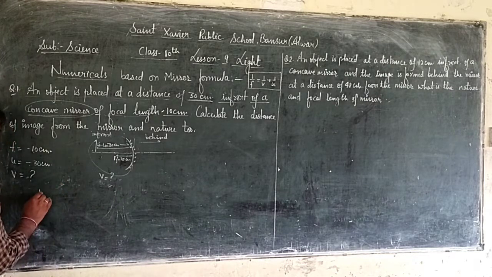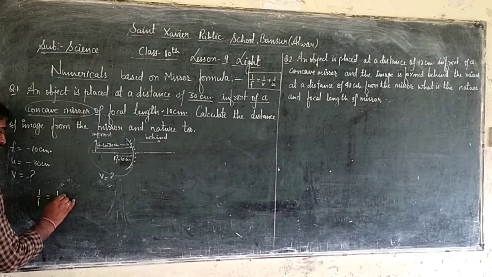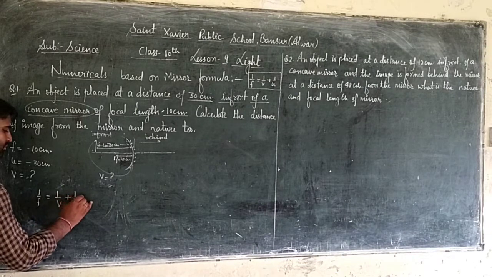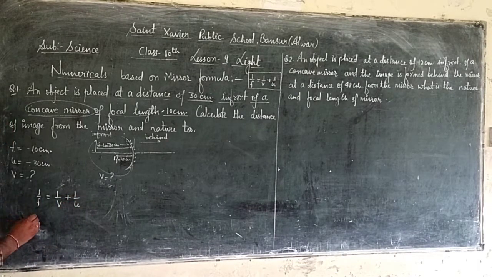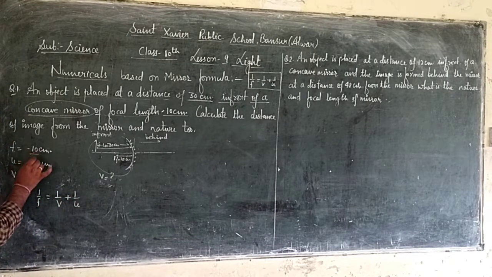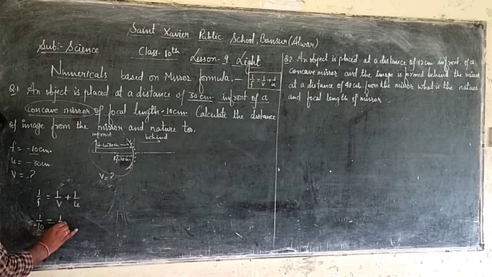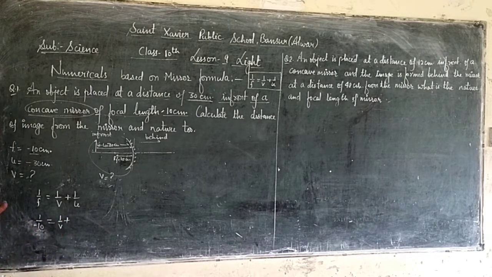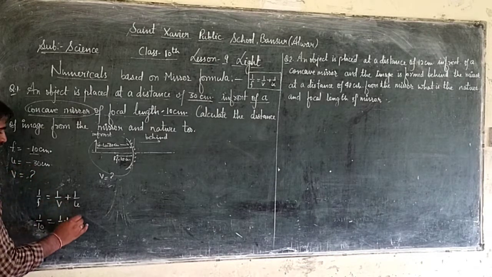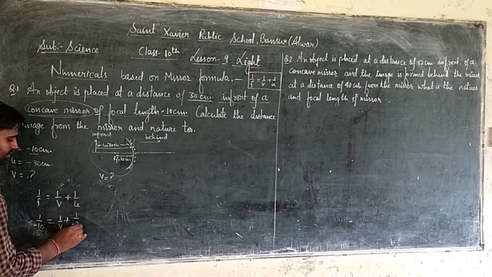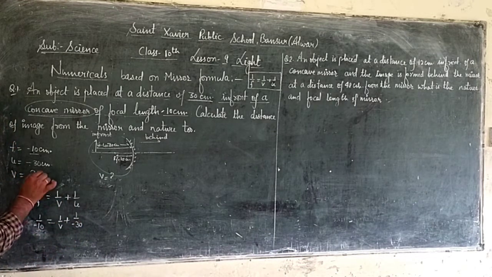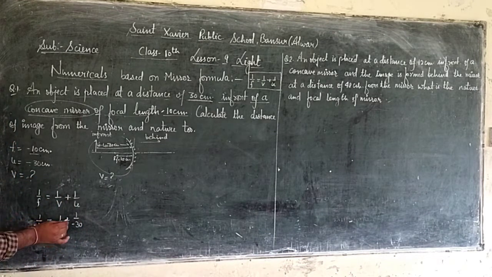According to the formula, 1/f = 1/v + 1/u. When we place the values, 1/f = 1/(-10) = 1/v + 1/(-30), because the value of u is negative 30.